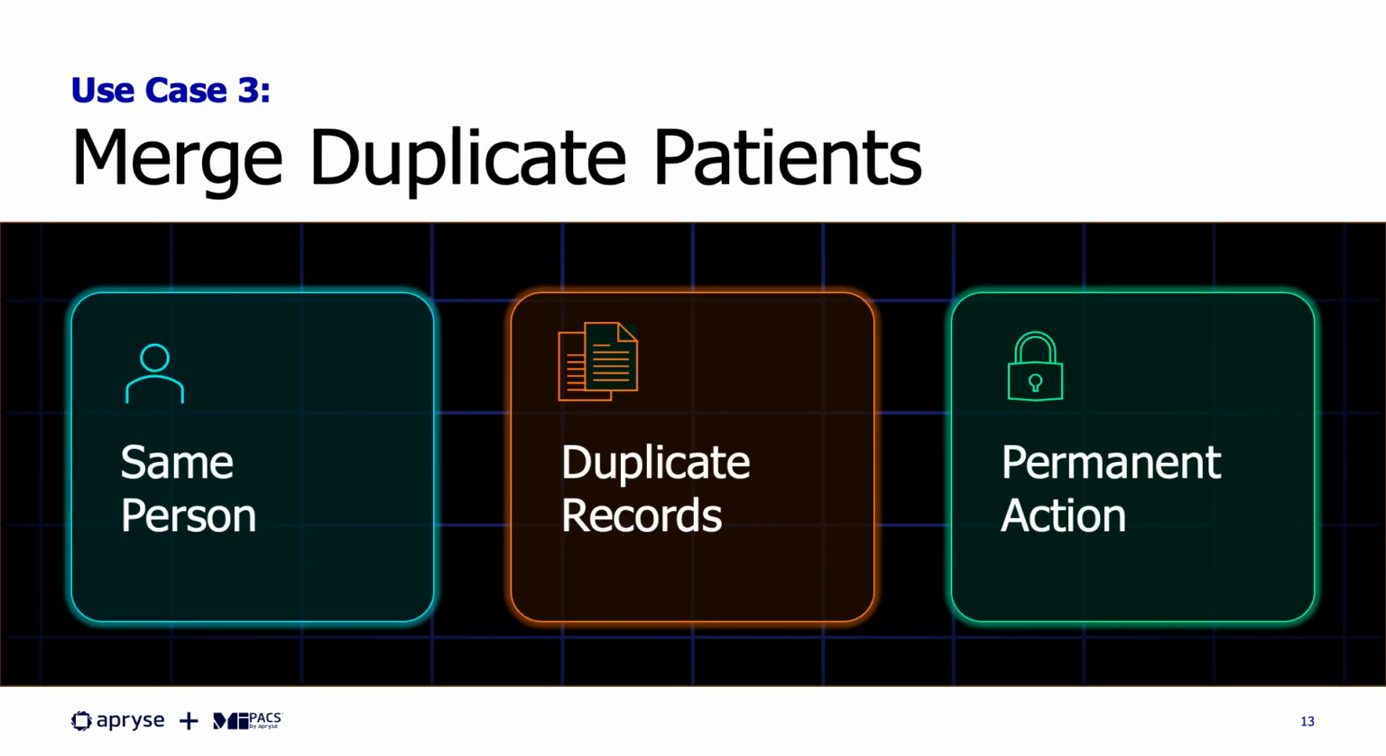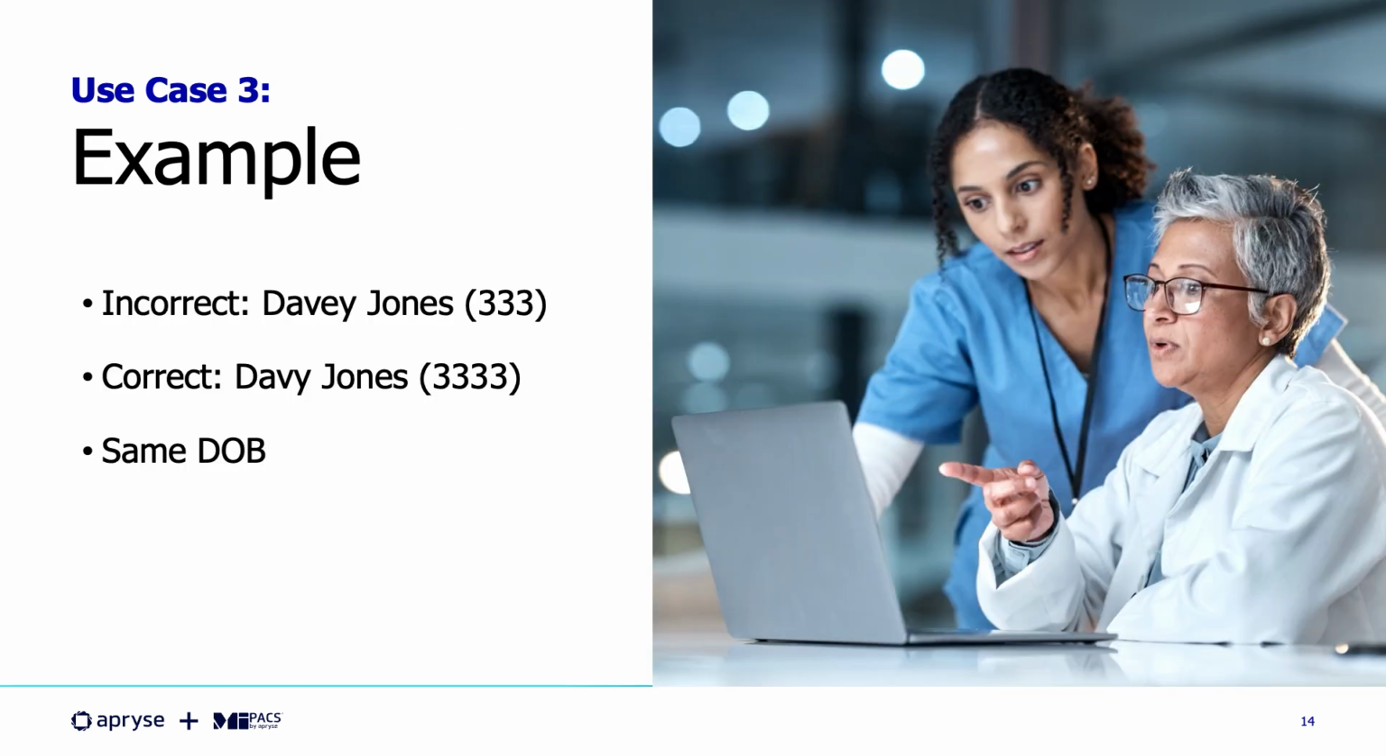Use Case 3. Merge duplicate patient records. In this final example, we will merge duplicate patient records. Two records exist for the same individual due to a manual entry error. The correct patient is Davy Jones. The patient ID is 3333. The date of birth is October 31st, 2000. The incorrect duplicate patient is Davy Jones. The patient ID is 3333. The date of birth is the same.